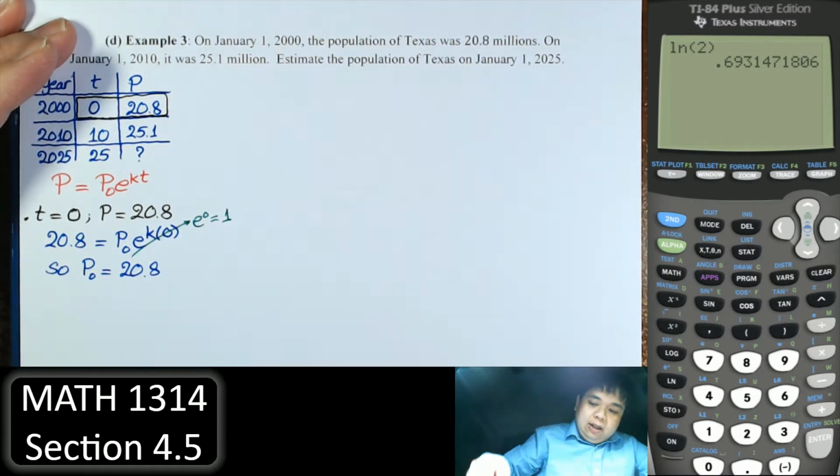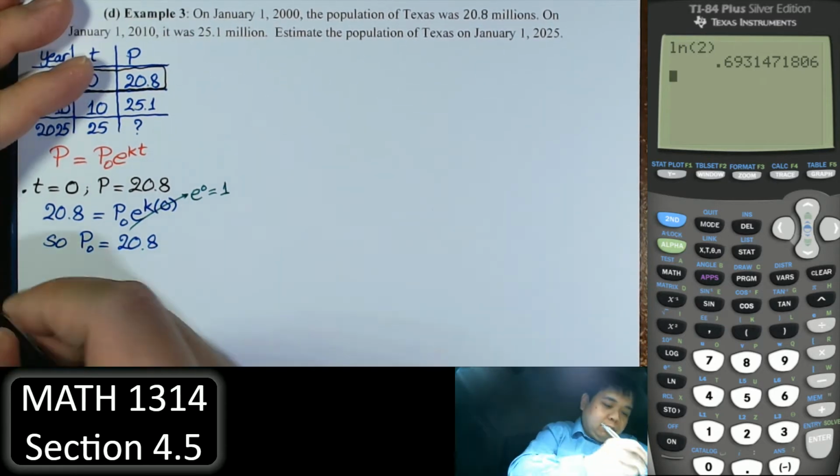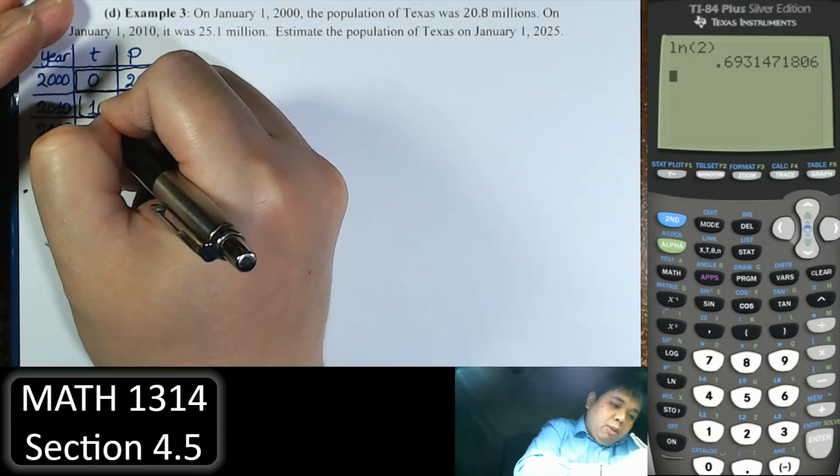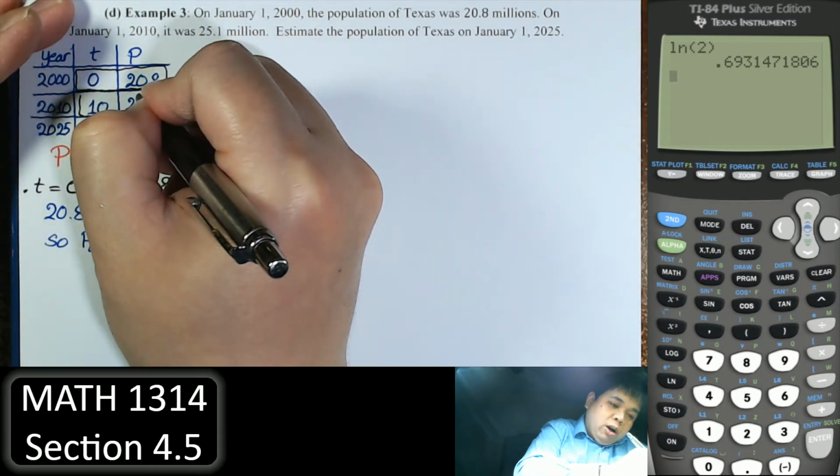Next. When t equals 10, the population is 25.1.